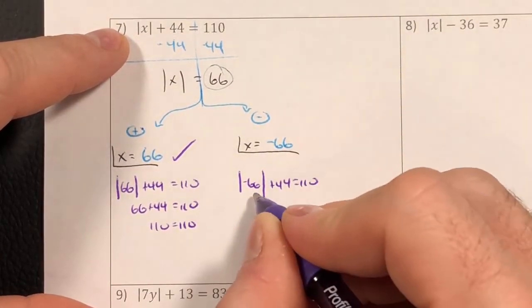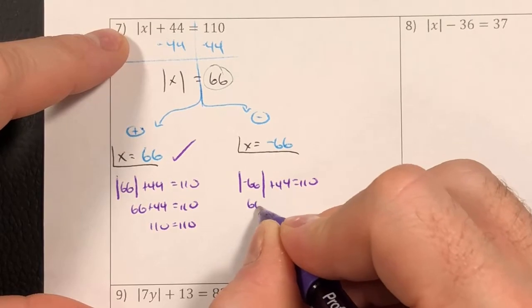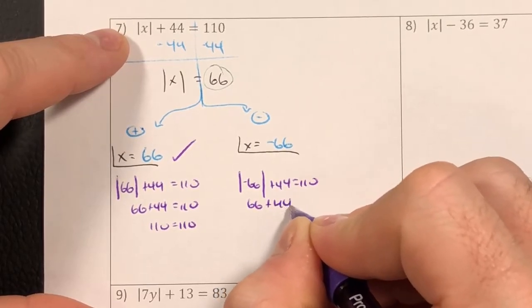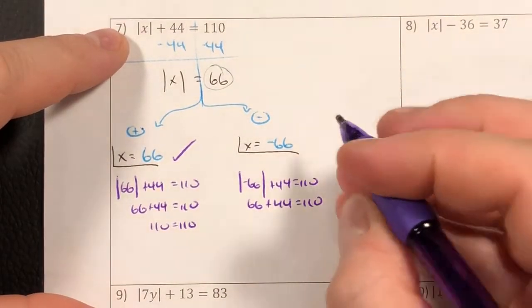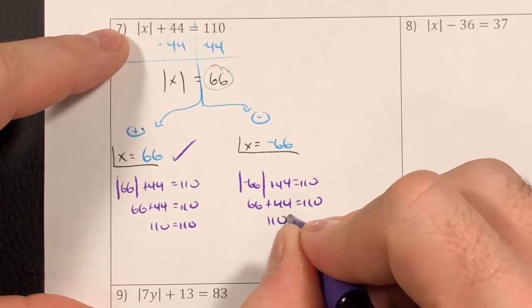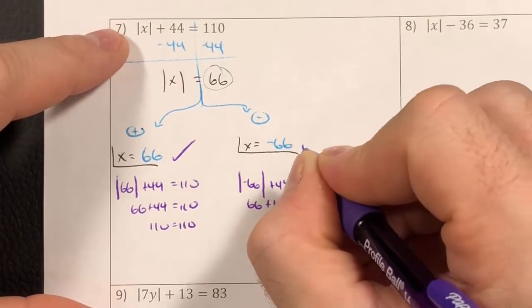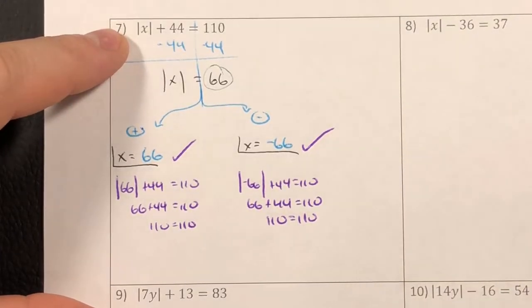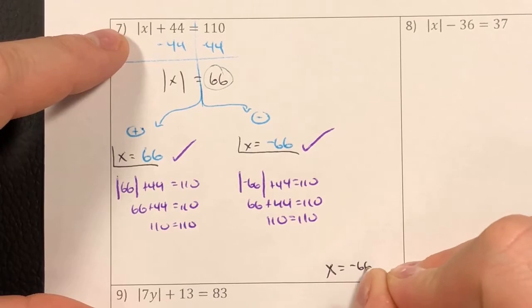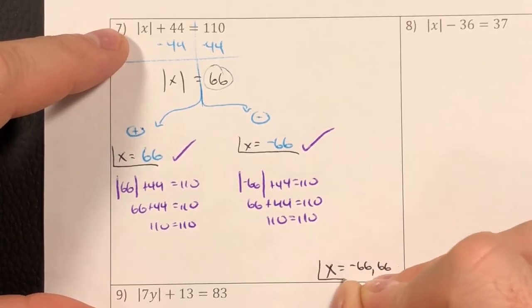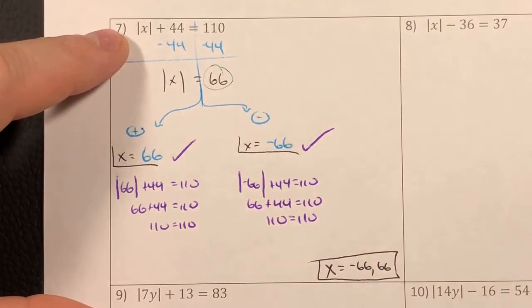Okay. So that negative absolute value turns into a positive 66 plus 44. It's really difficult to write with the repeating numbers. 110 is 110. That checks out as well. Perfect. So that means my answer, my solution set is negative 66, comma, positive 66. Awesome.